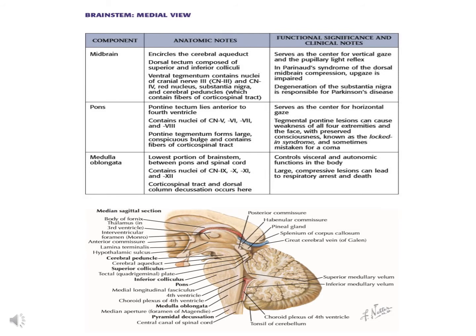The fourth ventricle is in continuity superiorly with the aqueduct of Sylvius, which is the cavity of the midbrain, and inferiorly with the central canal of the lower part of the medulla, which is in continuity with the central canal of the spinal cord in the cervical region, of course.